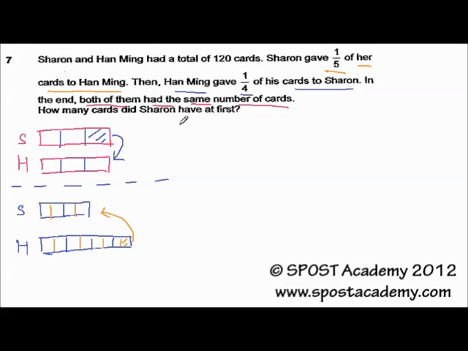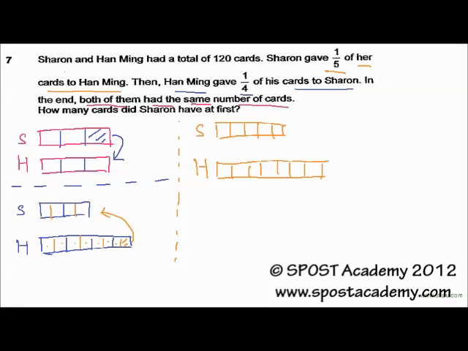So if we were to move back to the first stage, it means that Sharon would have a total of 5 units, while Hanming will have a total of 1, 2, 3, 4, 5, 6, 7 units.